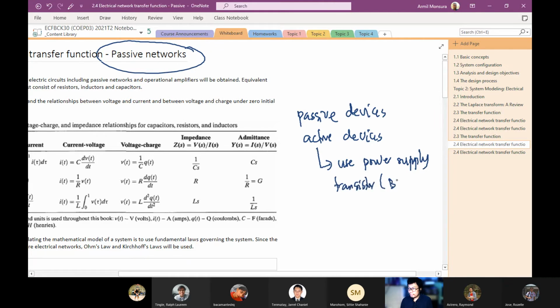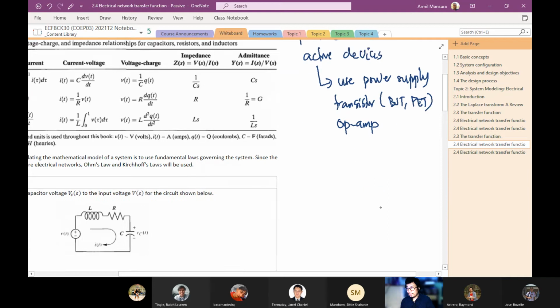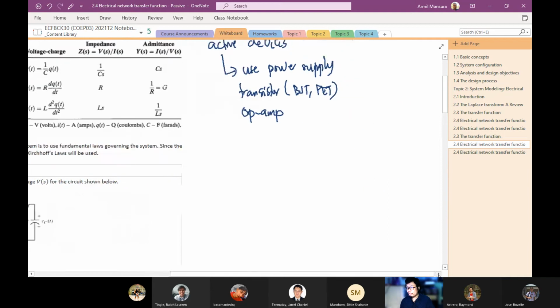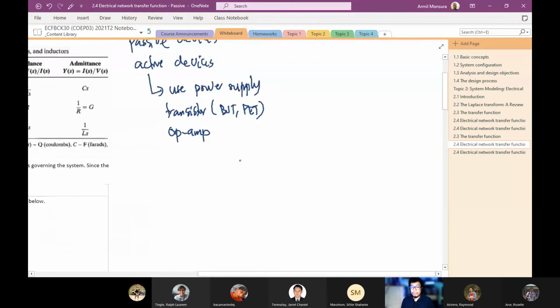Okay, whether it's a BJT or FET, a transistor is an active device. Another one is the op-amp. Okay, active devices. If you have used an op-amp, bukod sa meron siyang dalawang terminals, the inverting and the non-inverting terminal, meron pa yung supply.